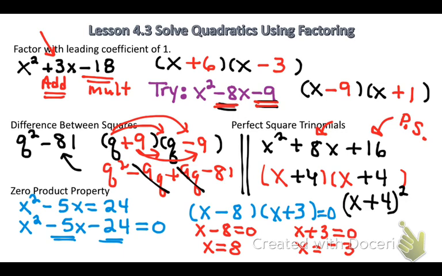So to recap, when we're using the zero product property, make sure that all our terms are on one side, then we factor, then we set each binomial equal to 0, and then solve for x.